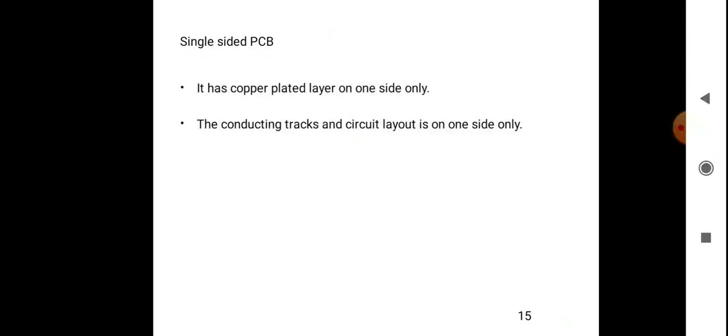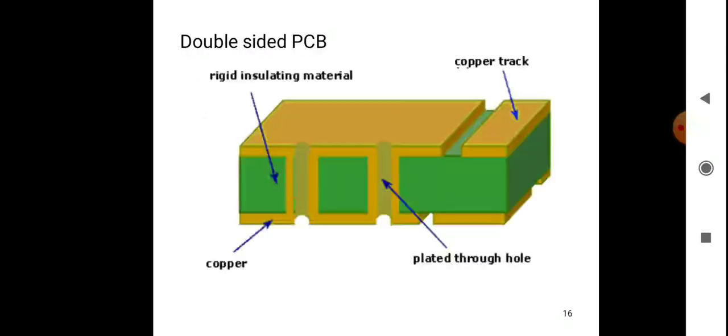It has a copper plated layer on one side only. The conducting tracks and circuit layout are on one side only. The copper plated layer on one side, and the conducting tracks and circuit layouts on one side. That type of circuit is called a single side PCB.